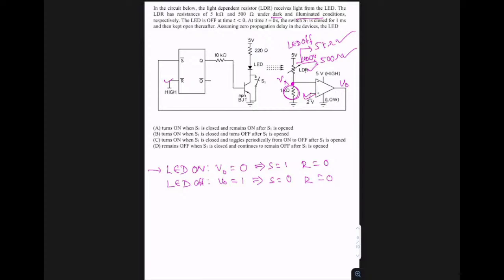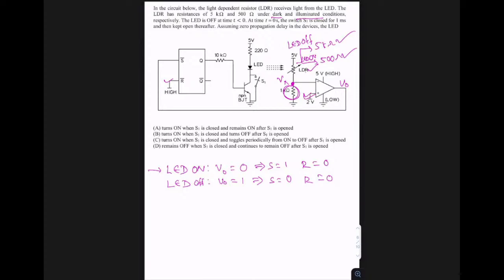That means when V0 is 0, or when LED is on, you are getting SR input to the SR flip-flop as 1, 0. Note that these are S bar, R bar, but I'm writing with respect to SR because I want to make use of the truth table of the SR flip-flop. We are not comfortable handling S bar, R bar, we are comfortable handling SR. So this is what the conclusion is. If LED is on, the SR flip-flop is receiving 1, 0 input. If LED is off, the SR flip-flop is receiving 0, 0 input.